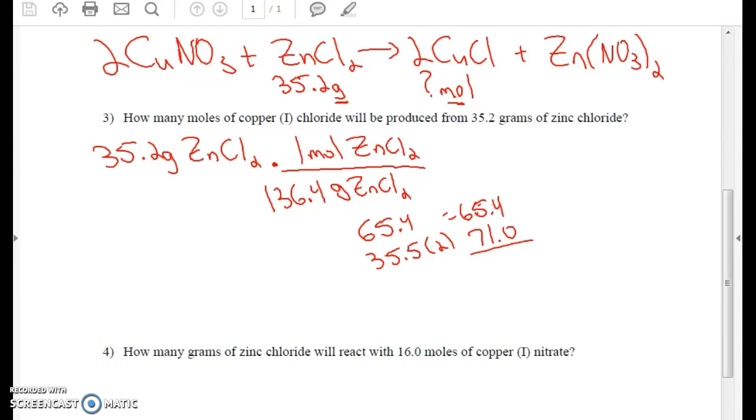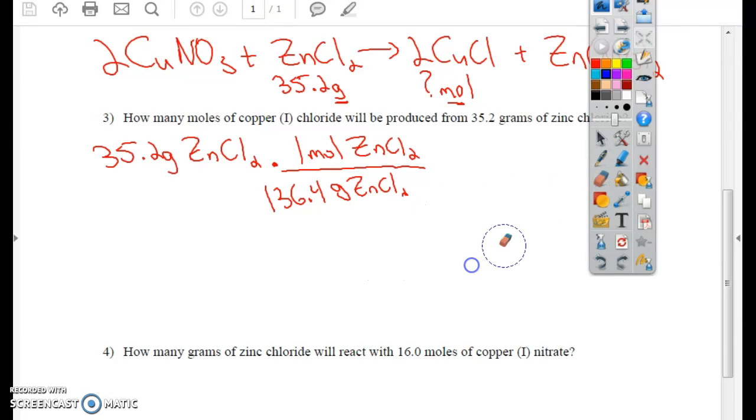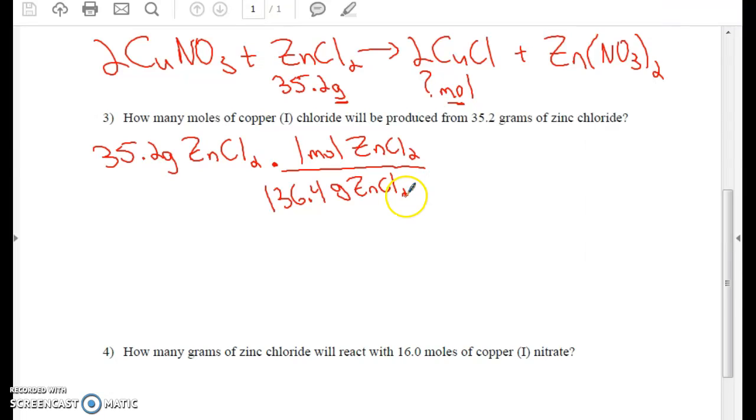Now, to save a little bit of space, I'm going to get this out of here. All right, so what we have right now, grams of zinc chloride are canceling out. That's what we did the conversion factor for to get the moles. Now what you're left with right now is moles of zinc chloride. So I'm going to write that on the bottom. And we want to get to moles of copper 1 chloride. So now this is going from mole to mole. Moles of one thing to moles of another. That is the mole ratio step.